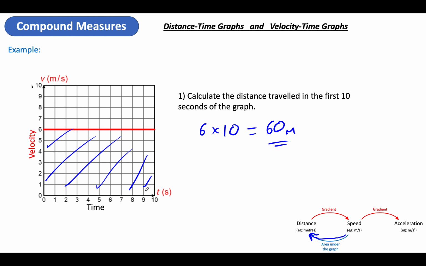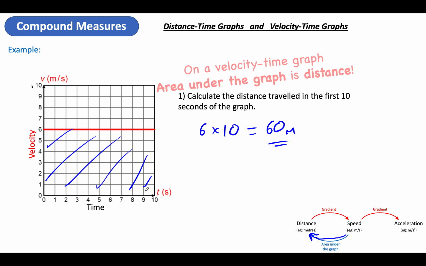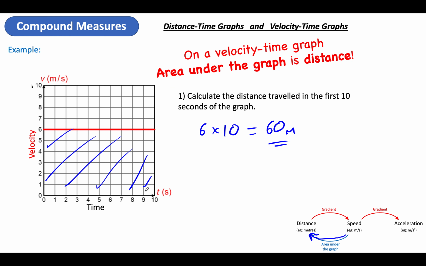All right, one more example, then I want you to have a quick go. So area under the graph is the distance on a velocity time graph. Has to be a velocity time graph.